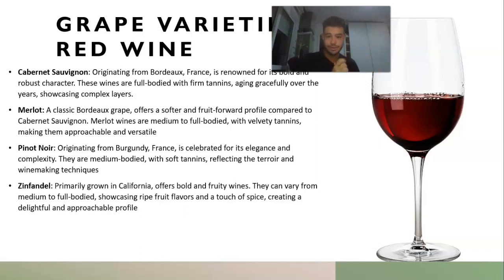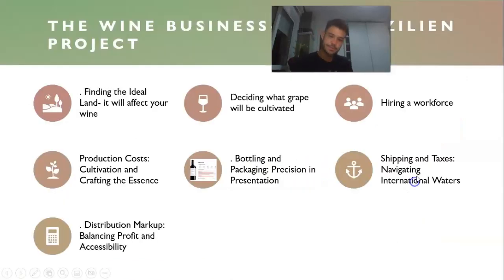So a good alternative. Pinot Noir, also originated from Burgundy, France, and it's an elegant and complex wine. It's medium body, soft tannins, and reflects the terroir in the winemaking techniques. And I wanted to put a grape grown in the United States, California, Zinfandel. It's primarily grown in California, and it's a bold and fruity wine.